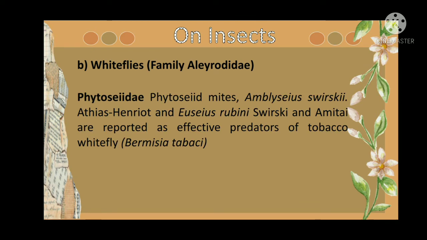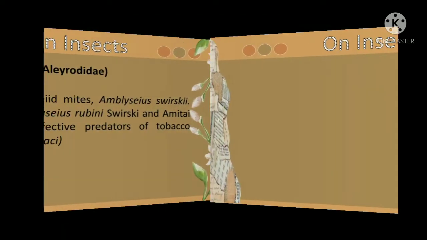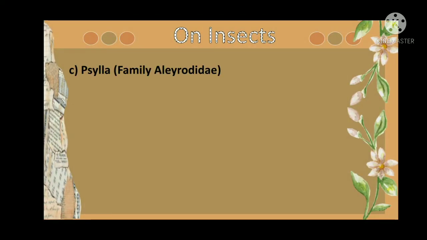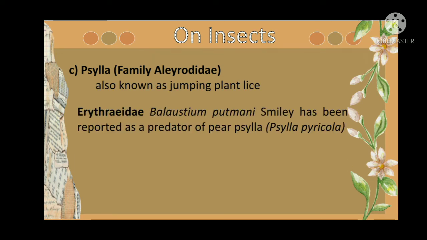Next is whiteflies, family Aleyrodidae. Phytoseiidae, phytoseiid mites, Amblyseius swirskii, Euseius scutalis, and Euseius rubini Swirski and Amitai are reported as effective predators of tobacco whitefly. Psyllids, also known as jumping plant lice. Erythraeidae, Balaustium putmani Smiley, has been reported as a predator of pear psylla.